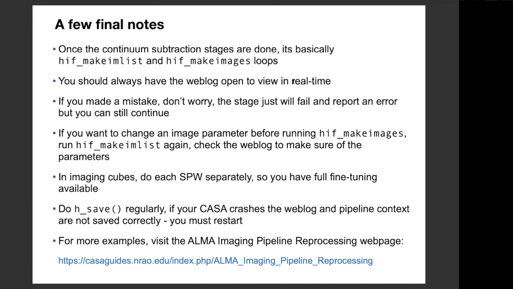You should do your image cubes separately for each spectral window so that you have full control of the fine tuning, and do the edge save regularly. And if you want to do more examples or follow other examples of how to run the pipeline for imaging, you can always visit this webpage in the CASA guides. There are also many examples that you can follow related to making images with the pipeline.